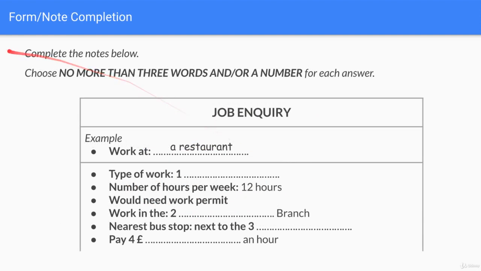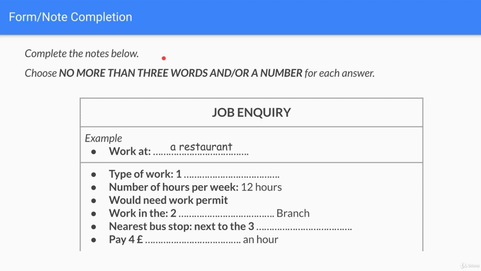Next, we have the form completion or the note completion question type. This is pretty similar as well. And again, it tells you the same instructions here. It says complete the notes below. So you just have to basically fill out a form or an application. So here we have an application for job inquiry. So it's going to be some sort of a note, a form, or an application like this, and you just have to fill in the details. So that's the note completion question type.